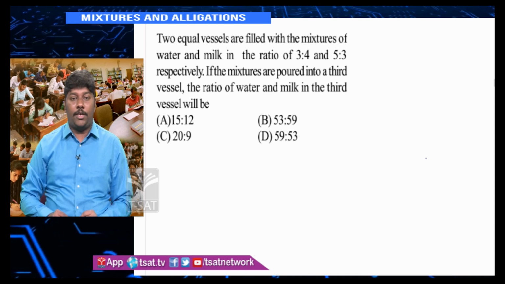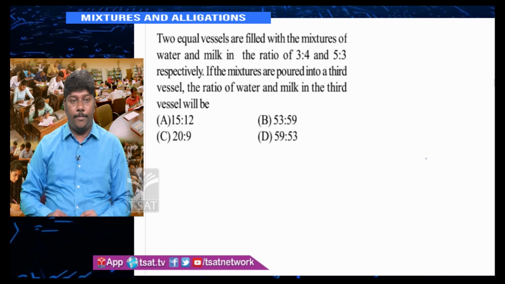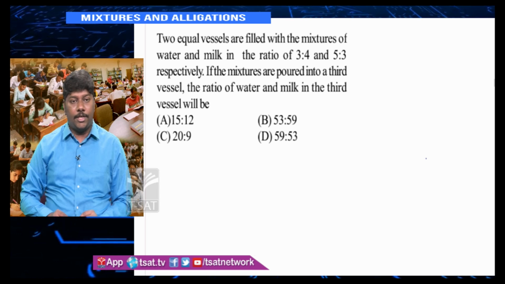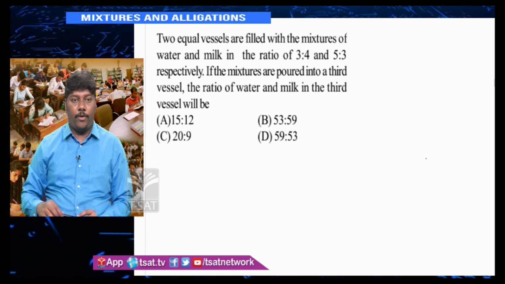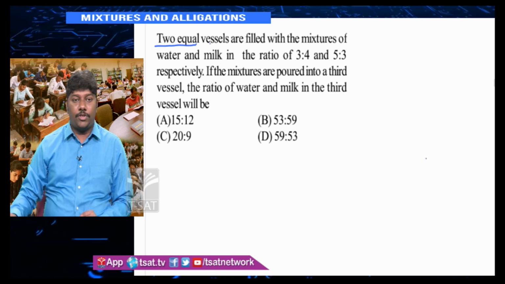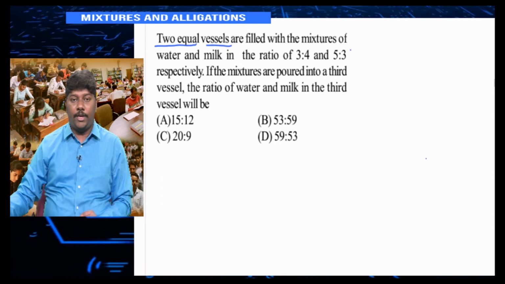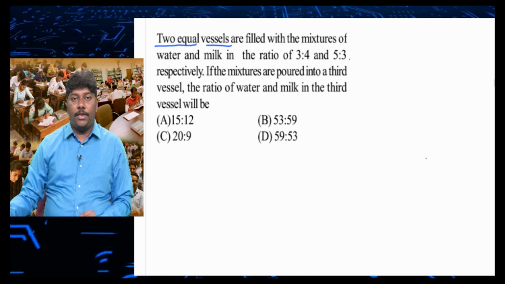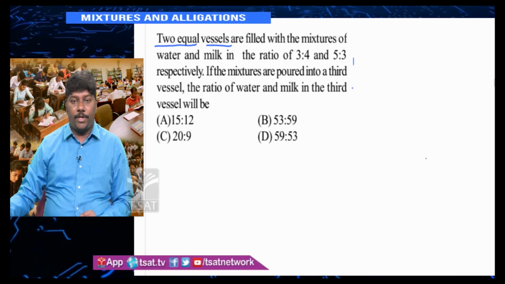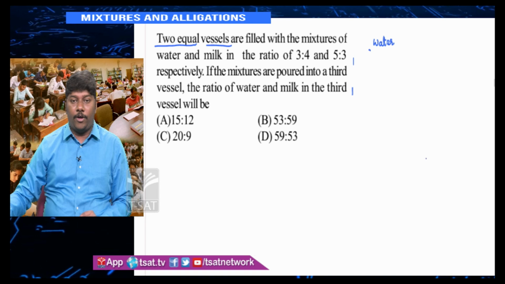The ratio of water and milk in the third vessel will be, every time he said water and milk only, so order does not change here. So first one, water and milk, mixing them in equal quantity, therefore N1 is to N2 is 1:1 only. We can actually do it in different ways. First, we know N1 is to N2 is 1:1 only. I am taking water here.